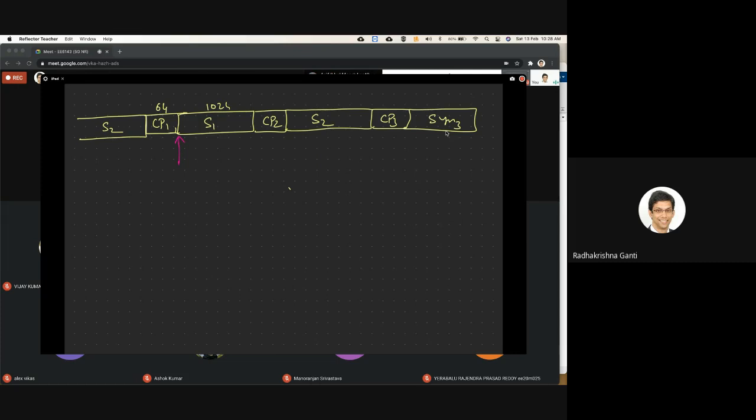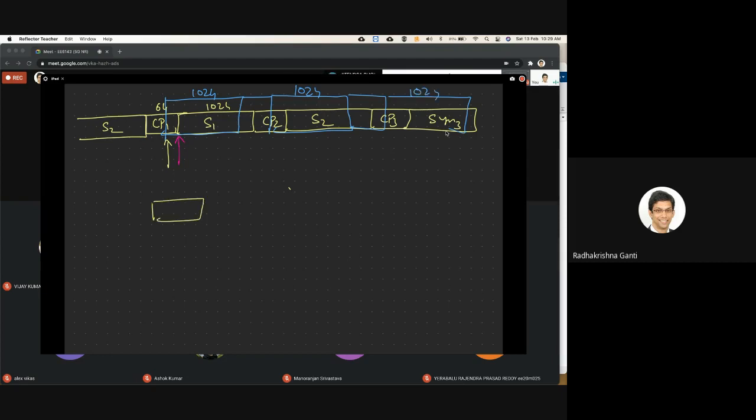On the other hand, suppose your timing, instead of coming here, came here. Then is it going to be a problem? From this point you're going to take 1024 samples, then neglect the CP length. And from here, you're going to take 1024 samples, then neglect the CP length, and then take 1024 samples. Okay. So now let's zoom into this picture.